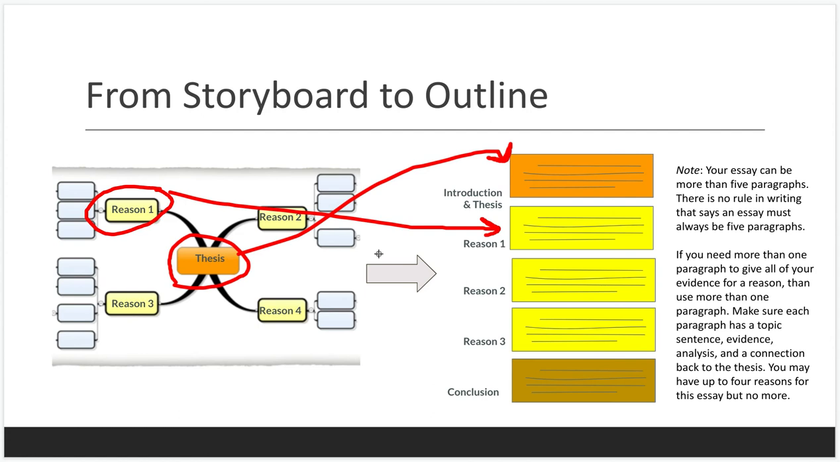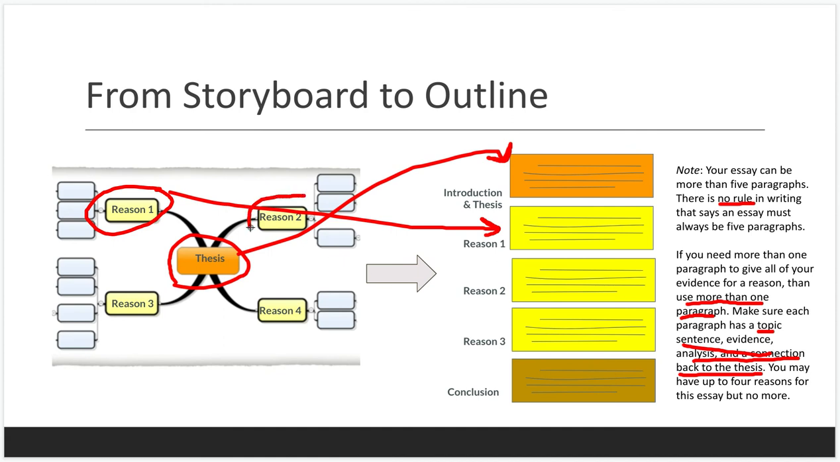Now, I will say a couple notes. There's no rule in writing that says an essay has to be 5 paragraphs long. I'm just giving that to you as the general format. And it may be that for some of your reasons, you need to use more than one paragraph to cover all of your evidence. That is perfectly okay to do so. Just make sure that each paragraph has its own topic sentence, evidence, and analysis, and then a connection back to the thesis. Okay. And like I said earlier, one student wrote a real excellent paper. They only had 2 reasons, but they had multiple paragraphs for each reason. So that was fine.